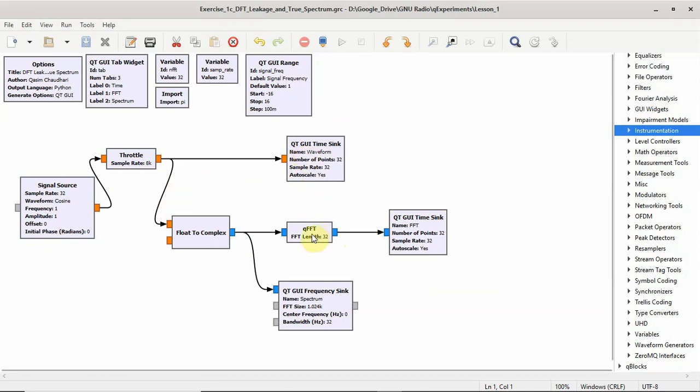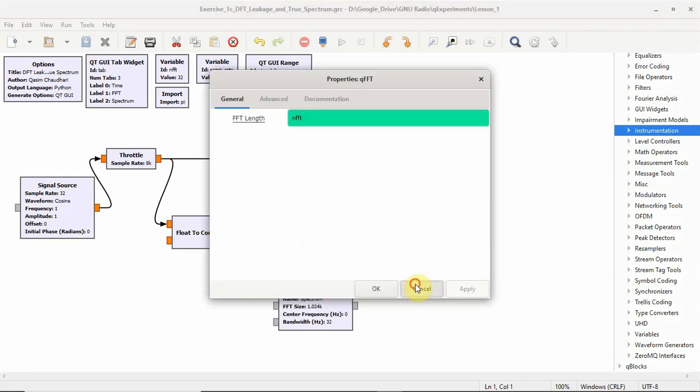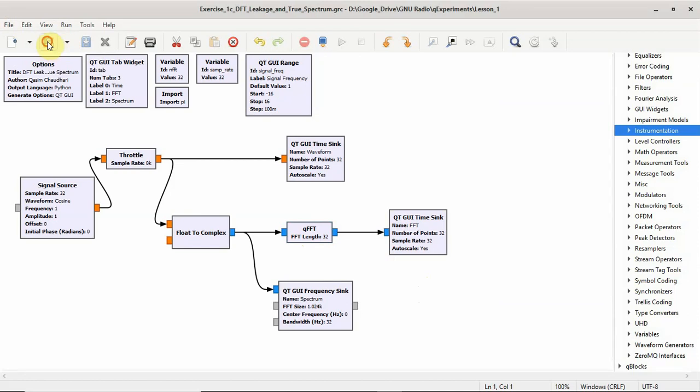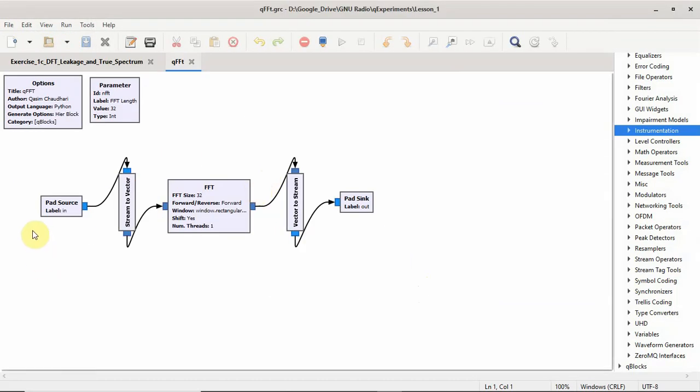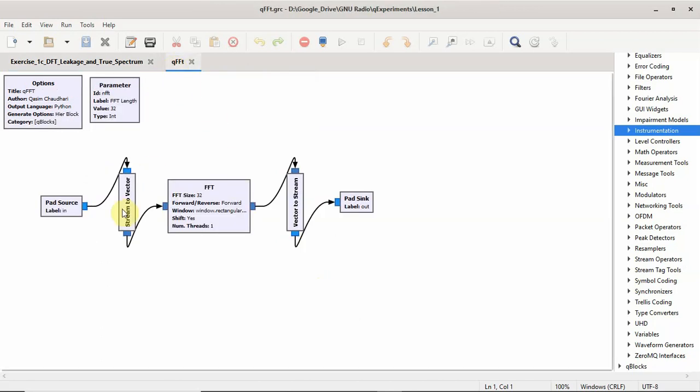This QFFT block is actually not a GNU Radio block. I built it as a hierarchical block. I'll just show that to you. Here you will see the FFT block, stream to vector, vector to stream, and I have a pad source and a pad sink. The reason I did this is that in this flow graph, the QFFT takes much less space compared to putting the stream to vector, FFT, and vector to stream blocks separately. I have to pass it a parameter, which is the FFT length.